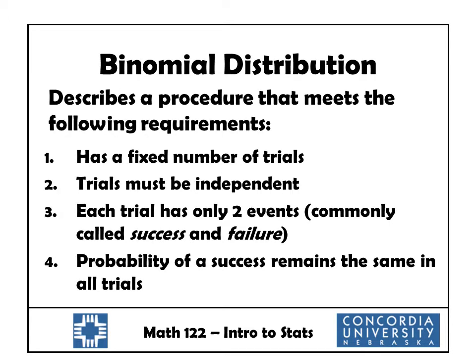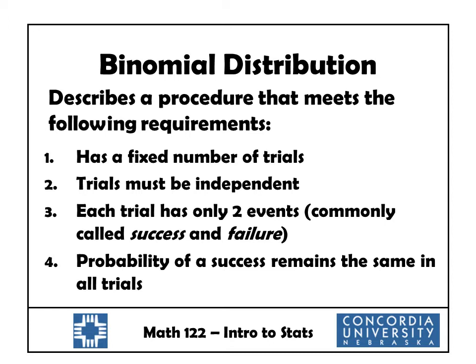The type of random variable and distribution we're going to talk about in this section is called a binomial random variable, and the associated distribution is called a binomial distribution. A binomial distribution describes a procedure that meets the following requirements. Number one, we have a fixed number of trials. That means that we repeat some activity over and over again. Number two, the trials must be independent. That means that what I get on one trial has no effect on what I get on any other trial.